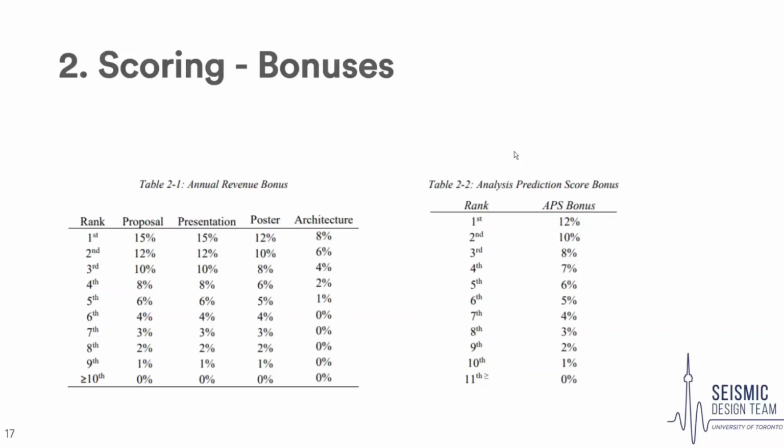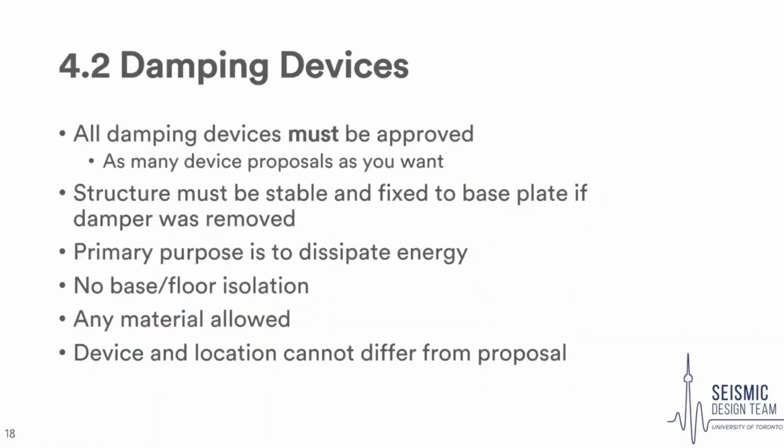Your analysis prediction score, which is based on how close your predictions for your displacement and acceleration were to the actual, just discounts your seismic score. And we'll see later, this doesn't matter nearly as much. Getting first place here is equivalent to getting 1 or 2% in bonuses here. So, as I said, we'll go through scoring later.